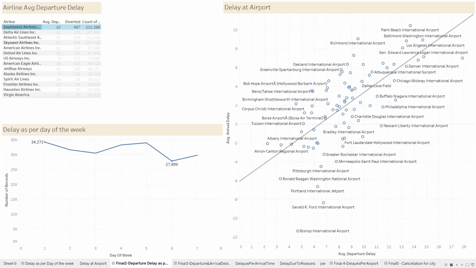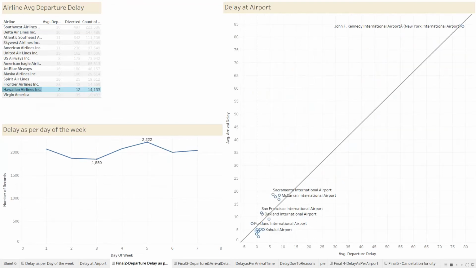For example, if you change to other airlines and check, say you go to Hawaiian Airlines, here you can find the data for these two changes, because the maximum delays are at John F. Kennedy Airport.